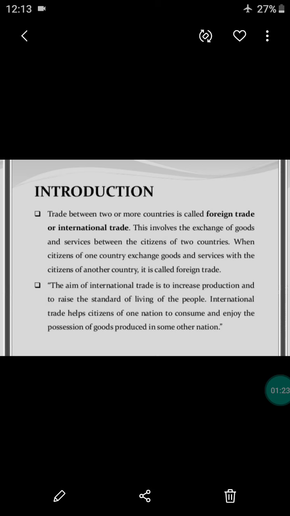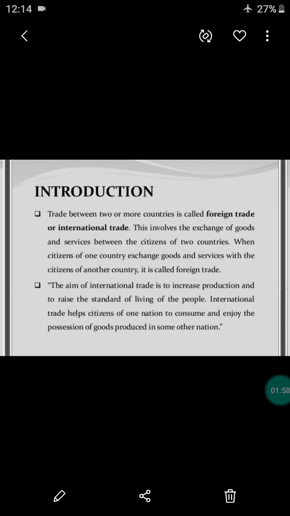First of all, international trade is the trade across the political boundaries of the country, or the geographical boundaries of the country. It consists of export and import trade. International trade consists of export of goods and services from one country to another, as well as import of goods and services from other countries as well. So the trade between two or more countries is called foreign trade or international trade.